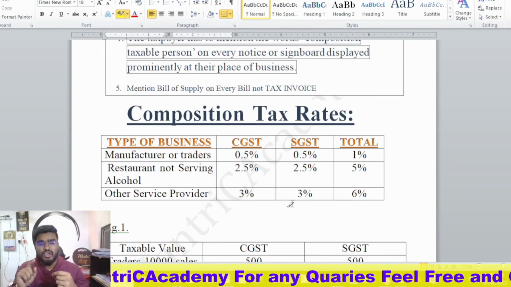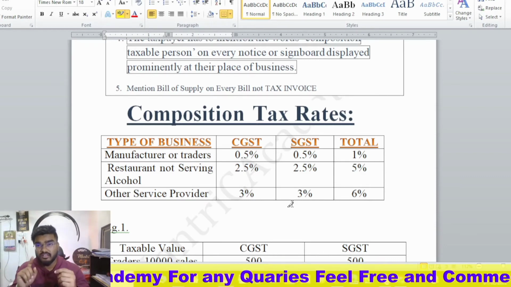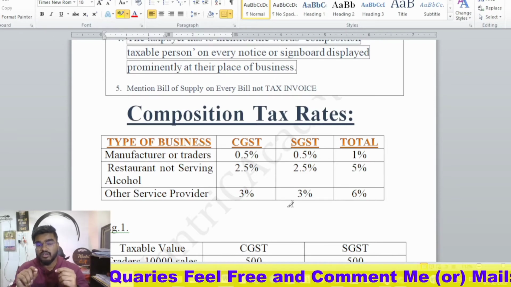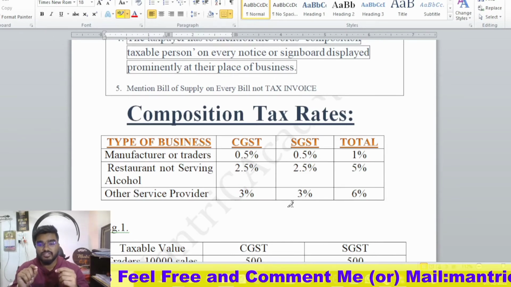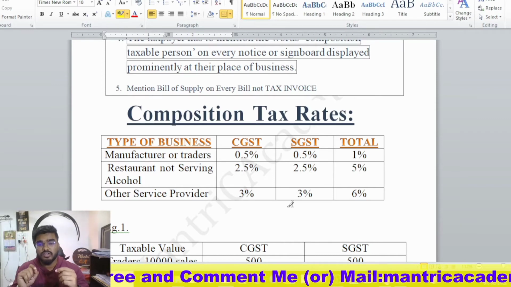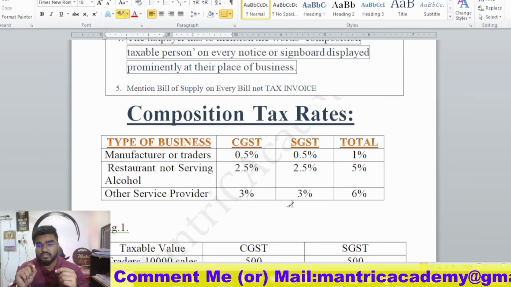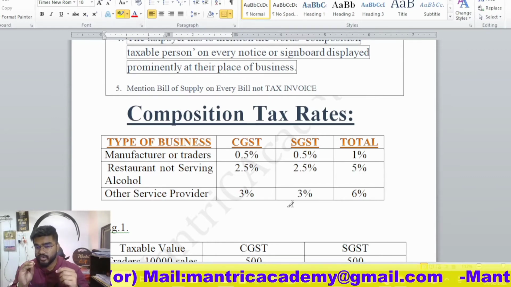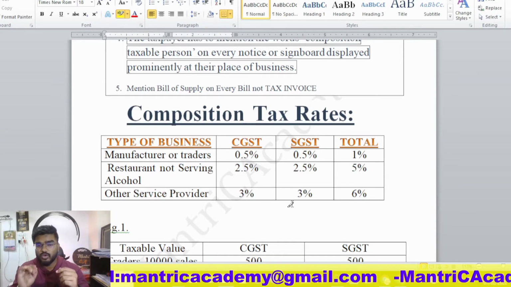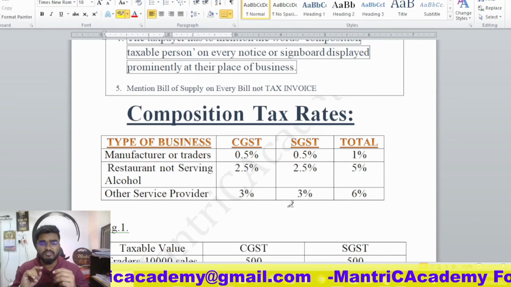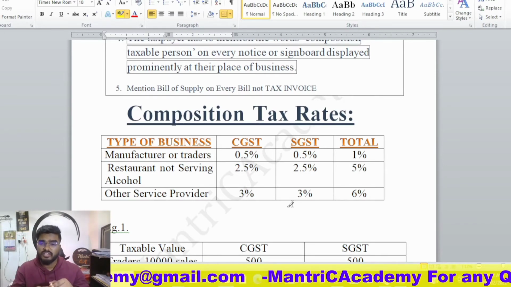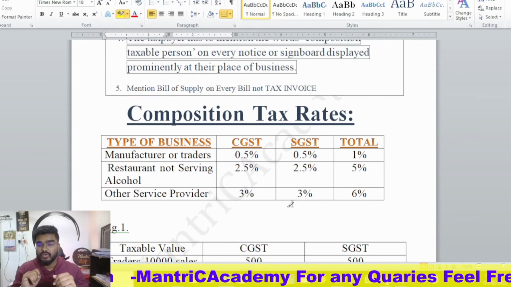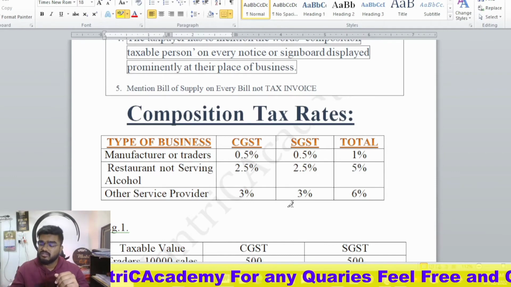If you are a restaurant not serving alcohol, there will be 5% GST on turnover. That implies 2.5% CGST and 2.5% SGST. To take the composition scheme, you can supply and trade only within a state. If you are providing services, 6% is paid directly to the government and no input tax credit will be allowed. That is 3% CGST and 3% SGST.